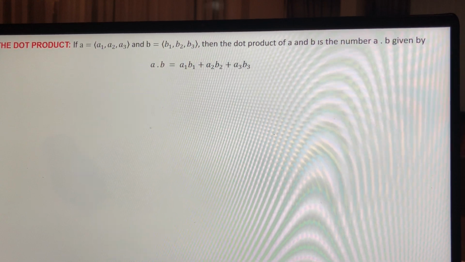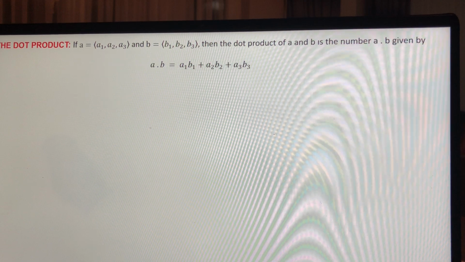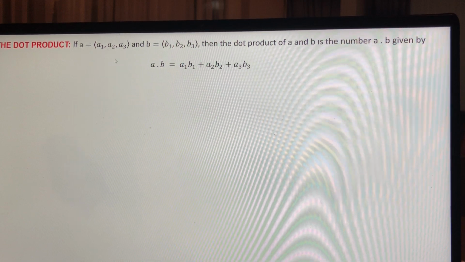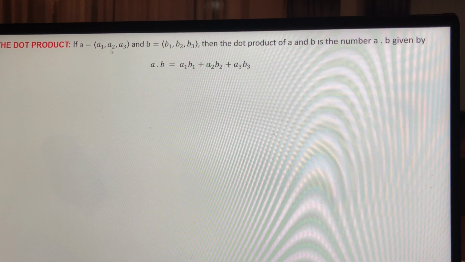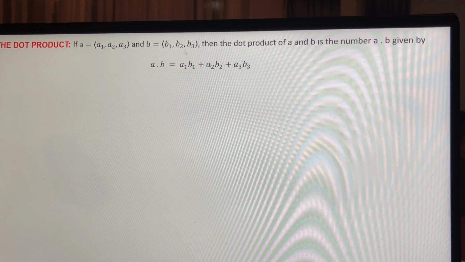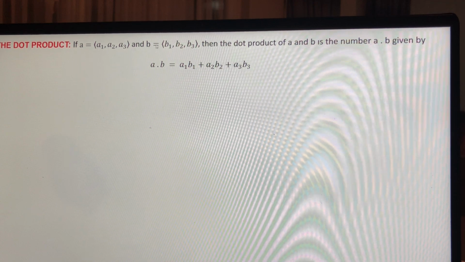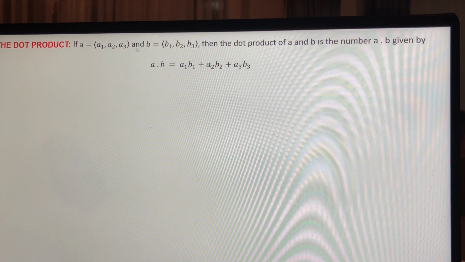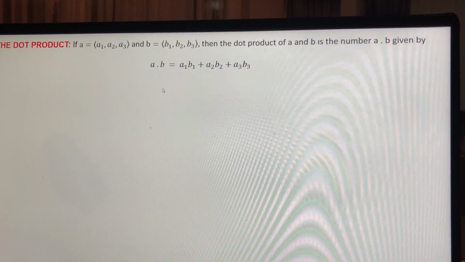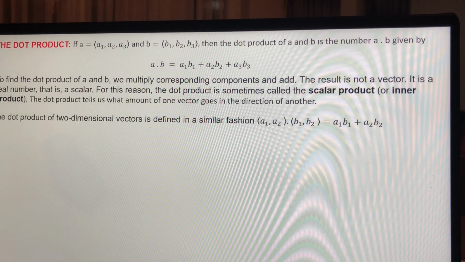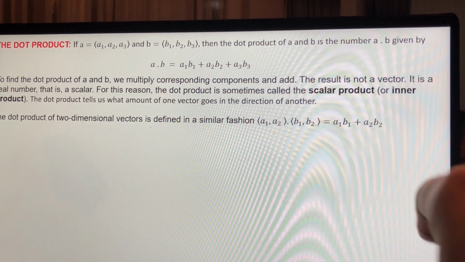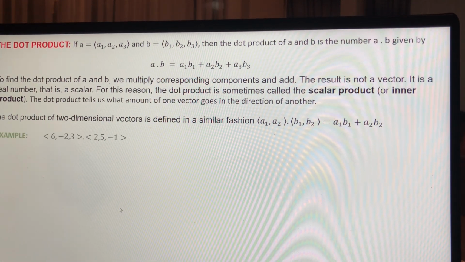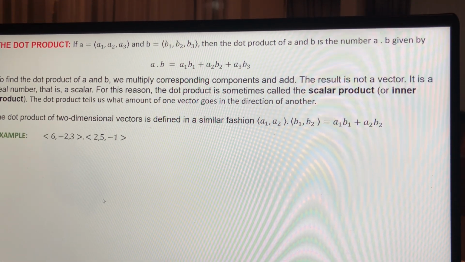So let's start with the dot product. How do we apply it? We have a vector A, with components A1, A2, A3, given in component form, and B is given in the same way. Once you take the dot product, you multiply the corresponding components and sum them up: A1 B1 plus A2 B2 plus A3 B3. It's that easy. For the two-dimensional case, you do the same thing: A1 B1 plus A2 B2 gives you the dot product of the two vectors. As you can see, you will get a scalar.